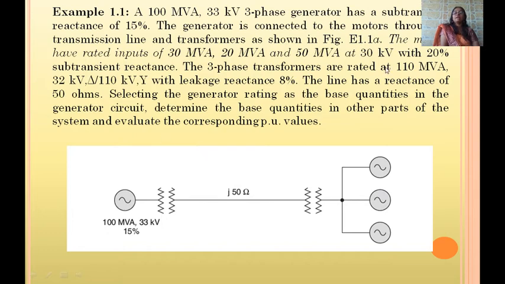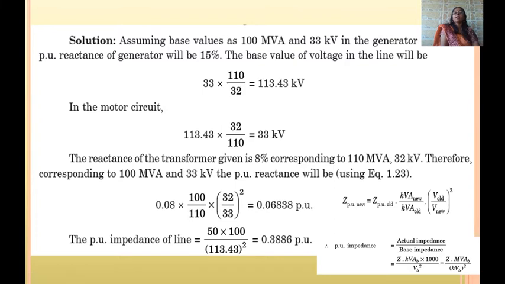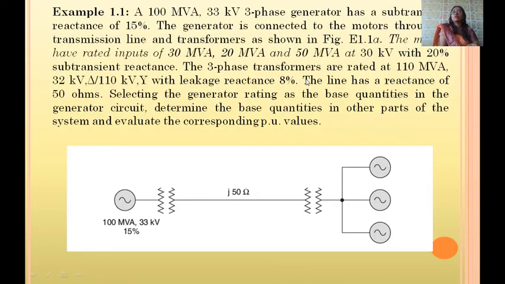If it is not given, then the largest value will be considered as the base value, but here it is directly given, selecting the generator rating as the base quantities. So the generator rating is 100 MVA, 33 kV. So this is selected. 100 MVA and 33 kV is selected as the base values. Assuming base values are 100 MVA and 33 kV, this example you have to solve it.